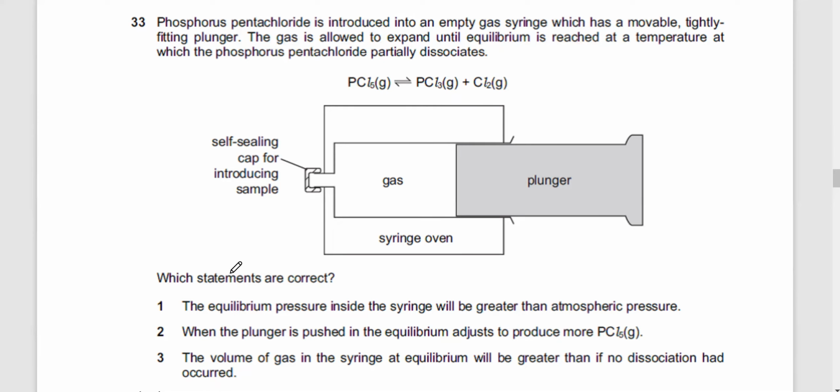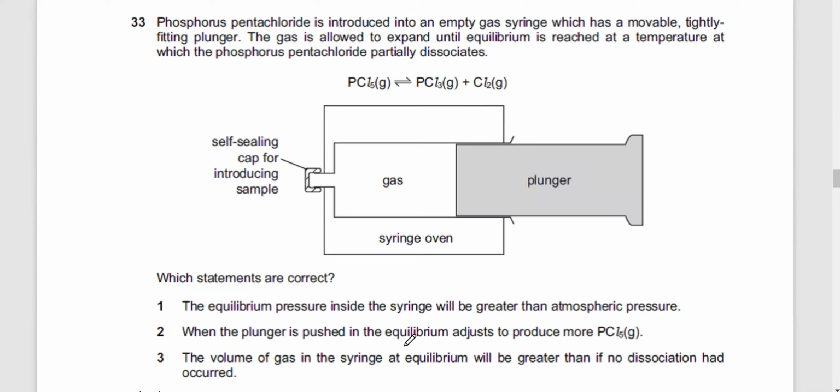When the plunger is pushing the equilibrium, it just produces more. So the second one is right, because when the plunger is pushed, it produces more pressure, so it prefers the side with fewer moles, and the side on the left has fewer moles. And then when you get the gas emission, you just... So the third one is wrong.